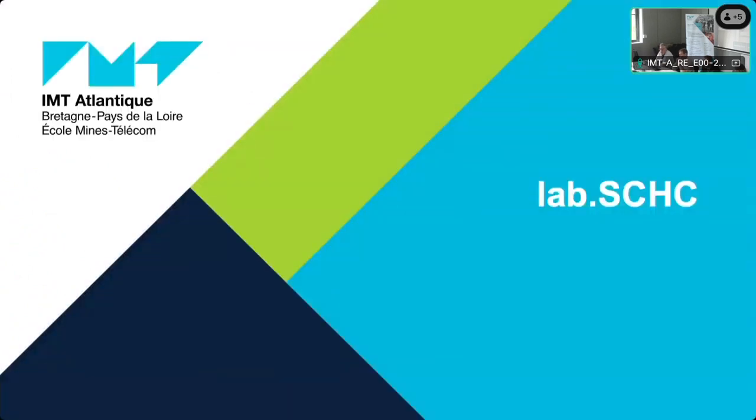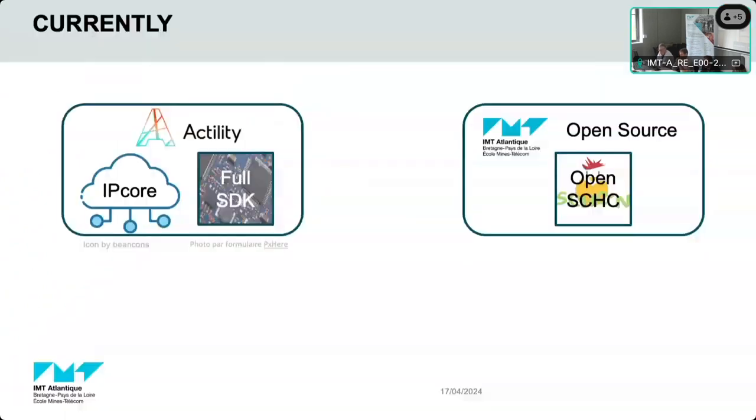Let's talk about the lab SCHC, which brings us together today. In terms of SCHC protocols and implementations, there are two main ones. There are others that exist, but which often stem from the open source solution. So we have Actility, which has two implementations, the network core side with IP core, and the side that we put on the device, we have the full SDK. So this is a professional product with a lot of documentation, that is ported to different boards with lots of testing. So it's really an industrial implementation of the protocol.